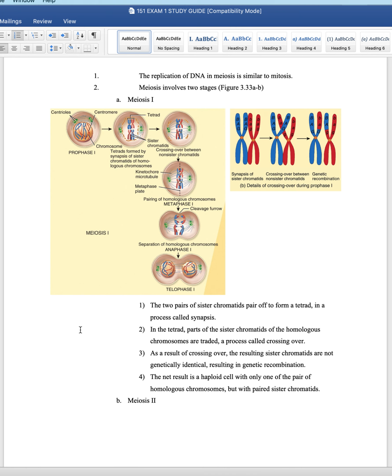So before I jump in here, I want to talk about the major differences between meiosis and mitosis. So with mitosis, you have 1 division event that results in 2 genetically identical diploid cells. The cells are identical to their parental cell line, and they have 2 copies of every chromosome.